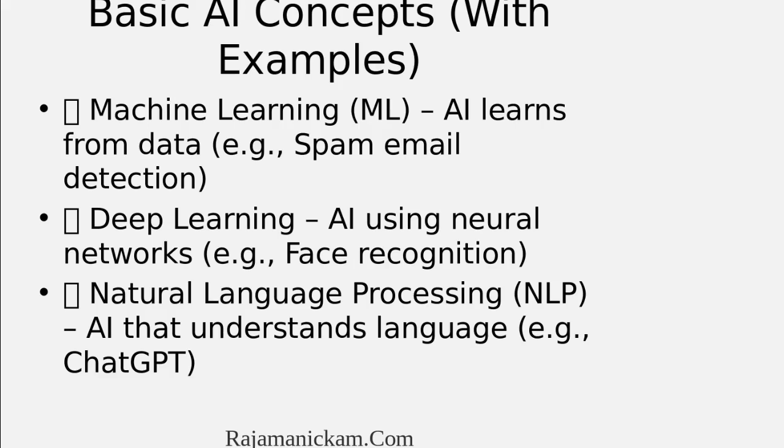Okay, so basic AI concepts. First of all, we should understand what machine learning (ML), deep learning, and NLP, natural language processing, are. These are the frequently heard words related to AI, right? In the case of machine learning, basically AI is learning, right? In traditional programming, we have to write the code to handle each and every step, right? But in the case of AI, it will be learning, similar to how a child learns a lot of things by doing and experimenting, exploring the environment. Similarly, AI also learns.